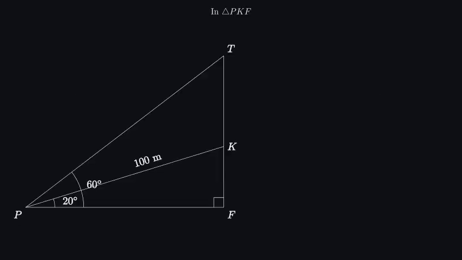To find KT, we first need to find FK, the height from the foot of the tower up to point K. In triangle PKF, the side FK is opposite the 20 degrees angle, and PK equals 100 is the hypotenuse. So we use sine. Substitute PK equals 100. To make FK the subject, multiply both sides by 100. So FK equals 34.2 meters.